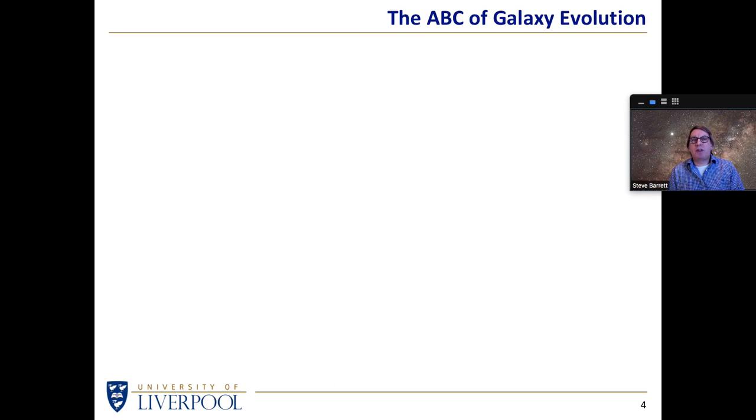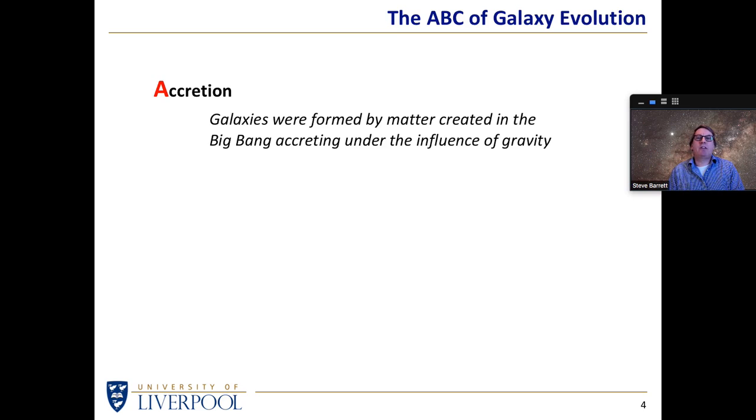So we're going to be thinking about the ABC. The A stands for accretion. In other words, galaxies are formed by matter accreting, matter that was generated or created in the Big Bang. That matter has been accreting under the influence of gravity and forming the early galaxies.